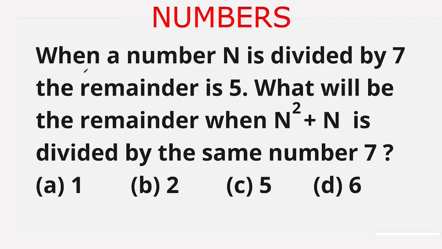Our question is, when a number n is divided by 7, the remainder is 5. What will be the remainder when n square plus n is divided by the same number 7? The given options are option A 1, option B 2, option C 5, option D 6.